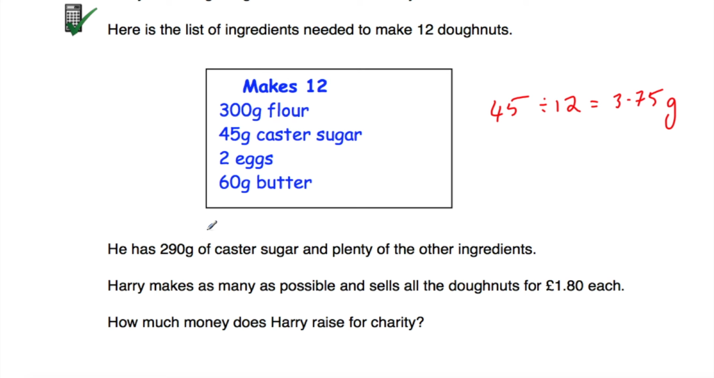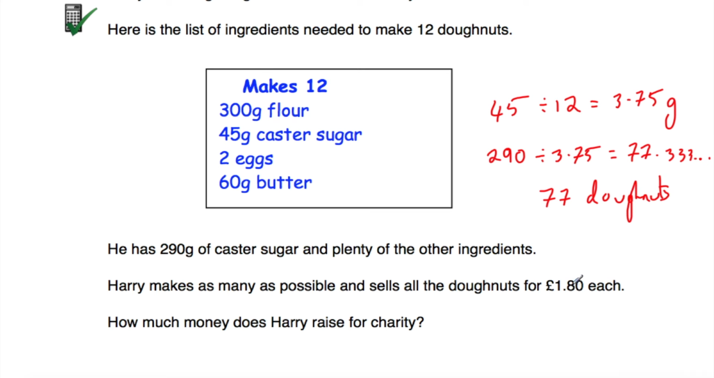Now he's got 290 grams of caster sugar. So if we take the 290 grams and divide it by 3.75, the grams of caster sugar in one donut, that'll tell us how many donuts he can make. So 290 divided by 3.75 is equal to 77.333 and so on. So that means he can make 77 donuts. He can make 77 donuts.